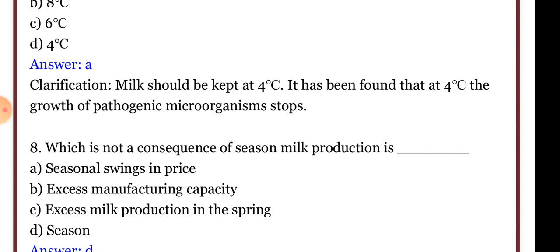And season is not a variable, is not a dependent variable. Season is an independent variable. Above, A, B and C are the dependent variables, and they depend on the milk production.